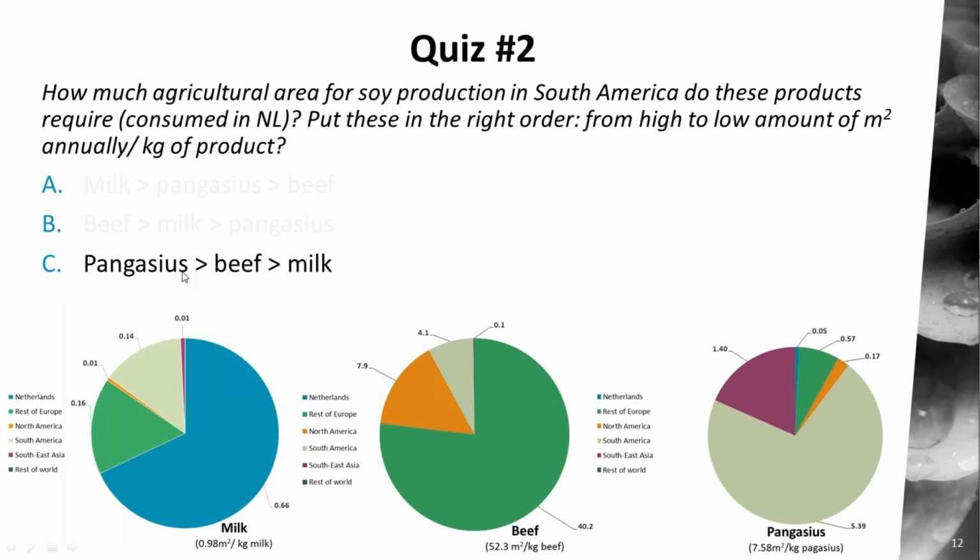Many people tend to think that milk has the highest agricultural land occupation, but actually with a gray color you can see the share of land for soya production in South America. So for pangasius, that's 5.39 square meters. For beef, it's 4.1 square meters, and for milk it's 0.14 square meters. Maybe I can use the spotlight. So this is the figure for pangasius in square meters, for beef, and for milk. And on the bottom of your screen, you can also see the total land dedicated for the production of each of these products.